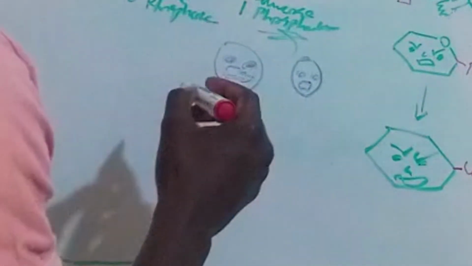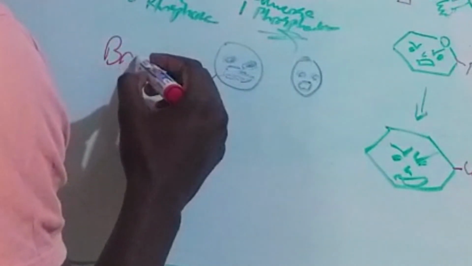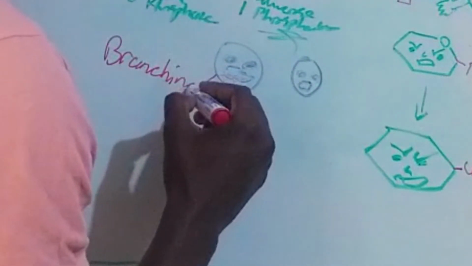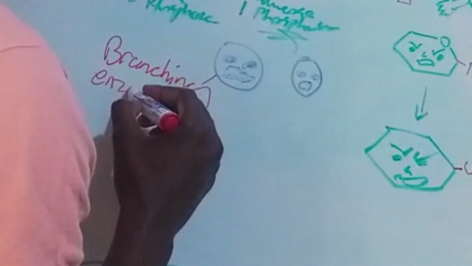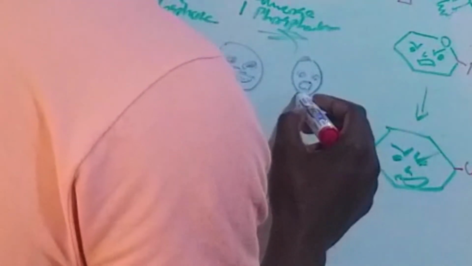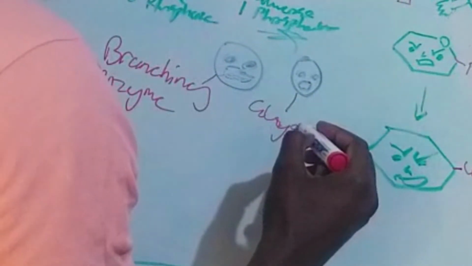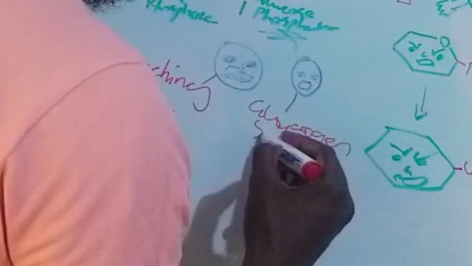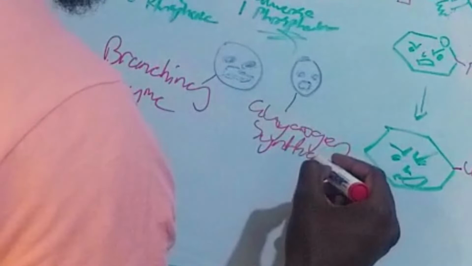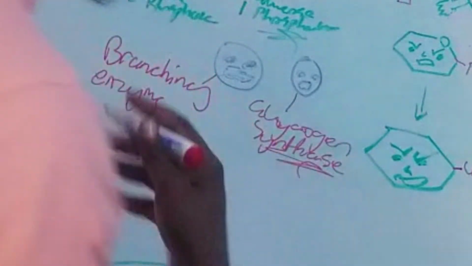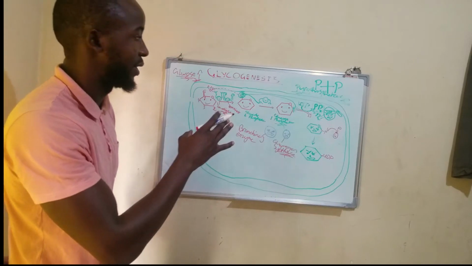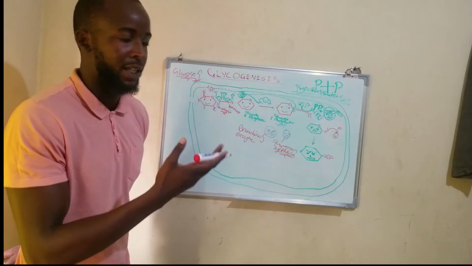So what these two guys do, and the name of the enzymes is fairly basic. The first enzyme here is what is known as the branching enzyme. And the second one here is what is known as glycogen synthase. I know you hear the name glycogen synthase and automatically everything is making sense to you because this is the whole process that we're trying to achieve. We're just trying to create more glycogen.